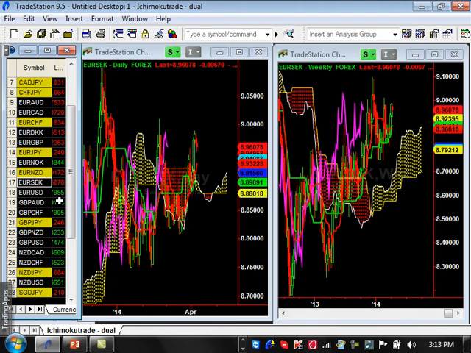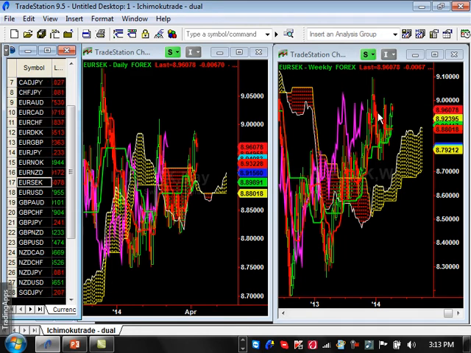Euro SEK, really not doing anything, consolidating, slowly going upwards. Support on this one is going to be about 89.89. Resistance is going to be about 9,000.